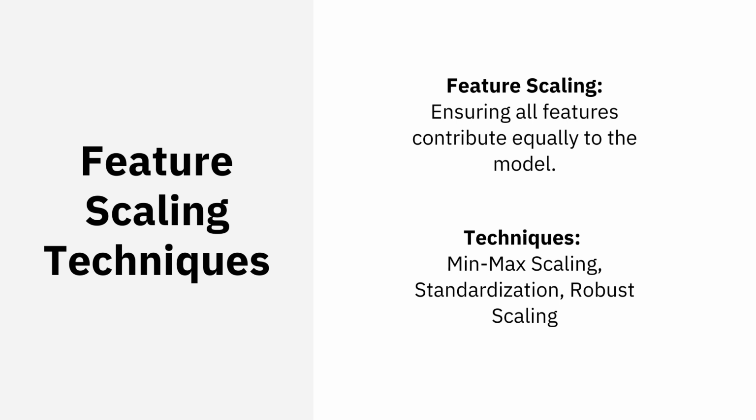Min-max scaling, as we discussed earlier, normalizes the data between 0 and 1, while standardization adjusts values to have a mean of 0. Robust scaling can also be used to minimize the effects of outliers.